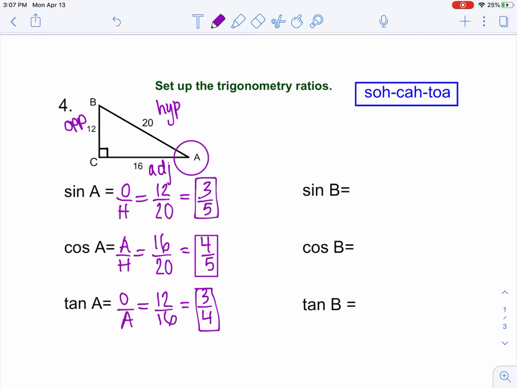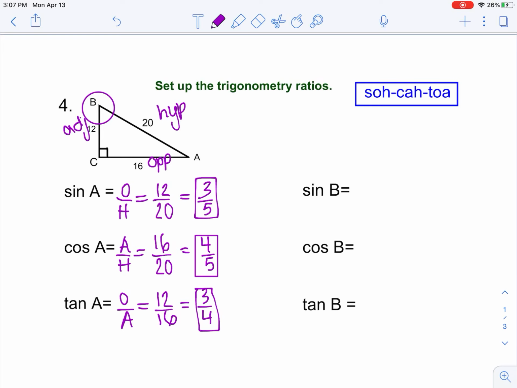All right, up next, we have the sine of angle B, the cosine of angle B, and tangent of angle B. So since we were using angle A, and now we're switching to angle B, I'm going to erase my labels on my triangle. And this time I'm going to circle angle B. So now that would make 16 my opposite side. My hypotenuse is still 20 because it's always across from my right angle. So that means that my adjacent side would be 12.